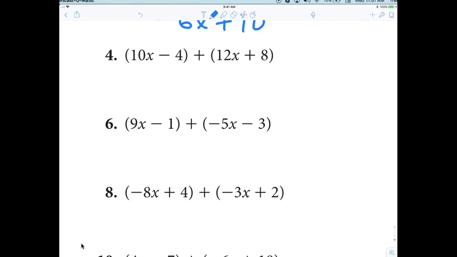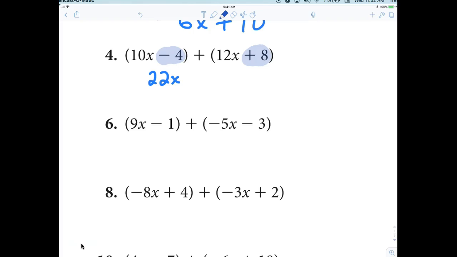It's gonna be 22x. Good. And then it's 12x. Nope. Think about it for a second, buddy. Look up. What is this? That's gonna be negative. Negative 4. Say negative 4. And then what's this? That's it. It's a plus. So that's gonna be positive.